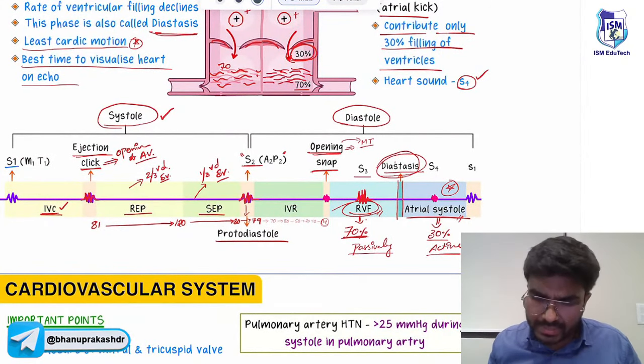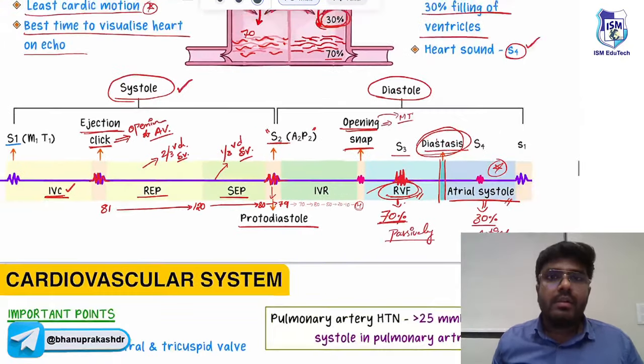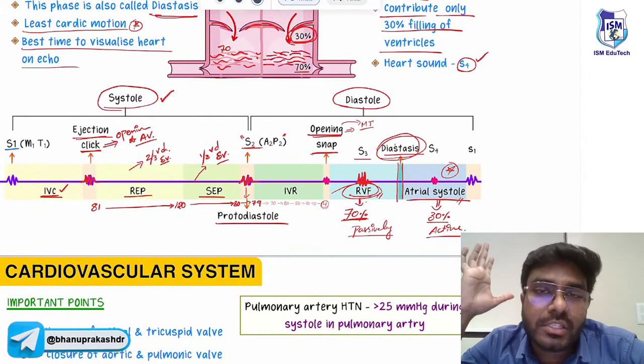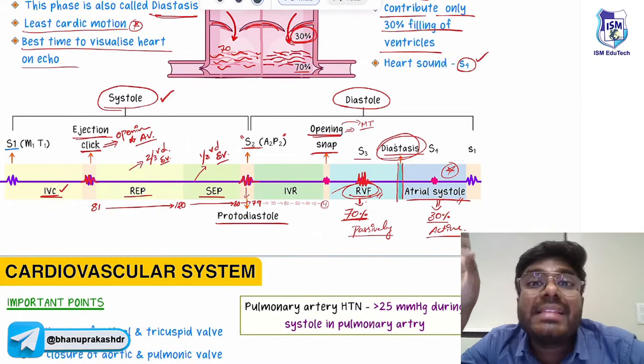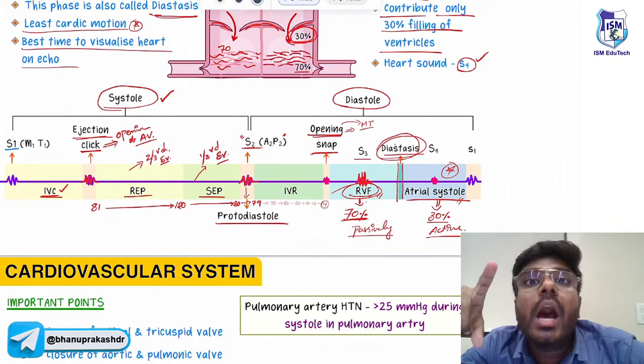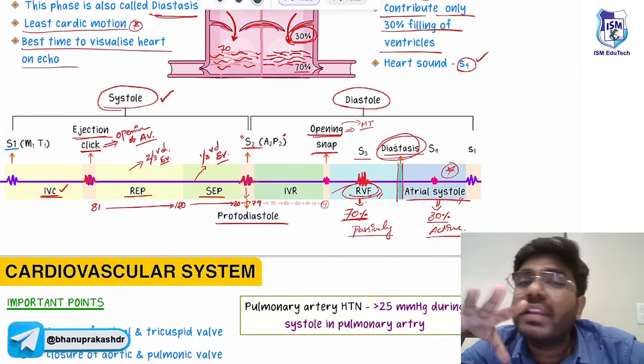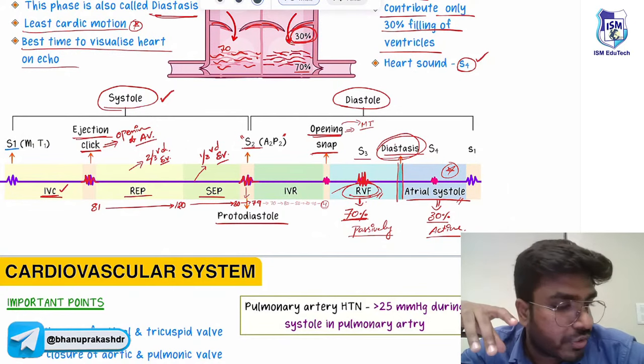Now, which heart sounds are high pitch heart sounds? S1 and S2 are normal. S3 and S4 heart sounds are not normal. They are low pitch heart sounds. Usually they are not heard.